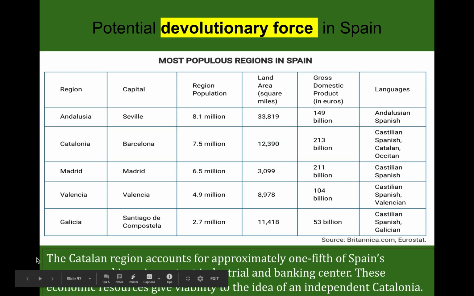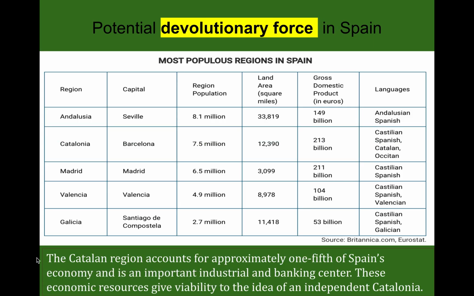All right, we can look at Spain as well, and we can see Catalonia, a region that economically is robust compared to other regions of Spain. And with the Catalan movement, a separatist movement, this could be an area where devolution is possible because of economic disparities with this region and other regions. When we look at the Catalan region, it accounts for one-fifth of Spain's economy, with industrial and banking centers.